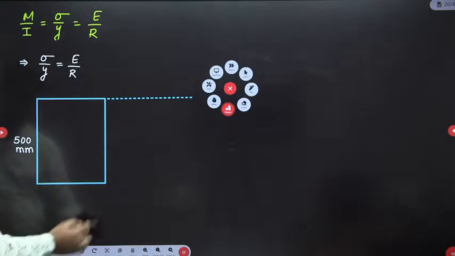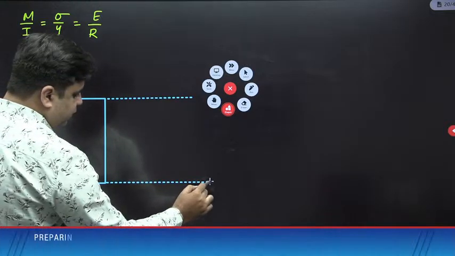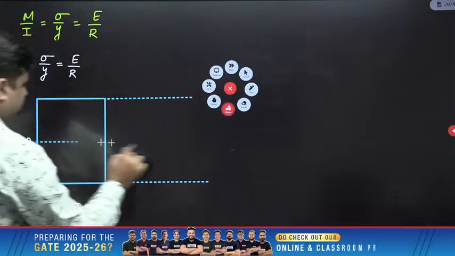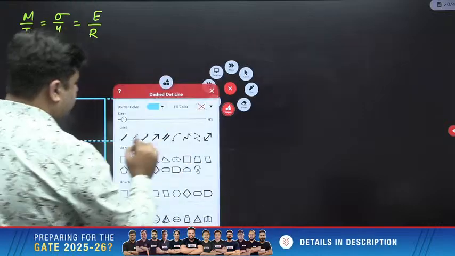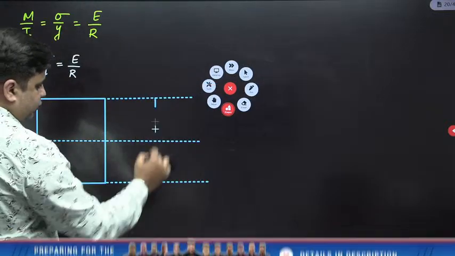Check this out. The strain distribution in this beam is linear. The strain distribution here is linear like this. You can check this out. This is the strain distribution.